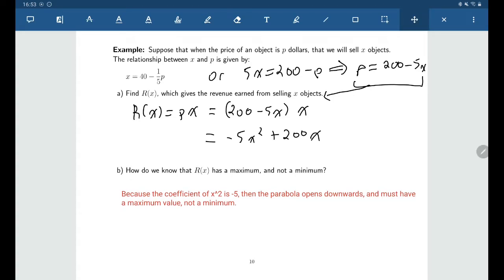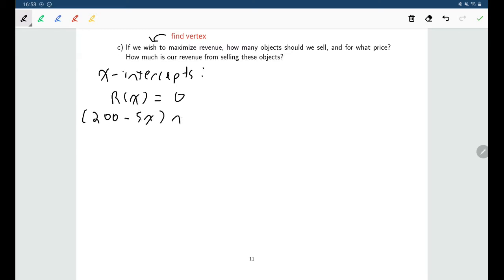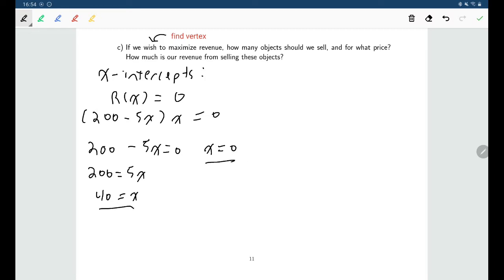I already have r of x factored. So if I wanted to find x intercepts for r of x, I would let r of x be equal to 0. That means I would have 200 minus 5x times x equal to 0. And then that would give me two solutions. Either x is equal to 40, or x is equal to 0. So you would have two x intercepts, one at 0, 0, and the other one at 40, 0.